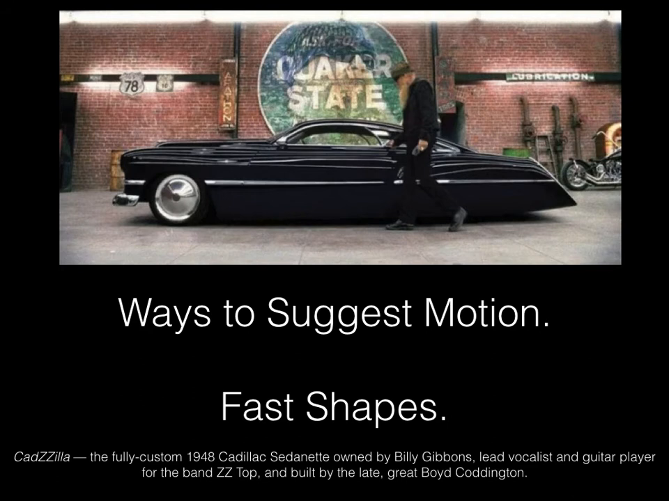Ways to suggest motion. This is a car called Godzilla. It's a custom car, a 1948 Cadillac that was made for Billy Gibbons, who's the lead singer of ZZ Top. And this car already looks like it's moving even though it's sitting still. These shapes that are almost teardrop, these lines that are going from one side of the frame to another, really give this feeling of motion through space. So there are certain types of shapes that give us a lot of motion too.